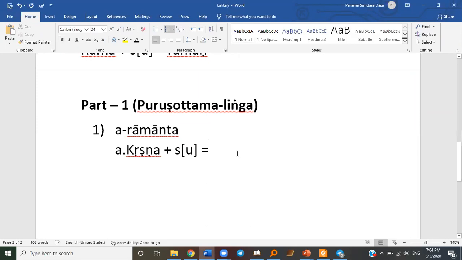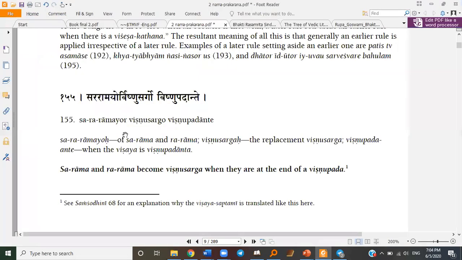And it's actually very interesting. I really like this chapter. Very funny and very practical, and it's like mathematics. You add some pratyayas, some formulas, this and that, and you make some forms. It's very interesting actually. Okay, so Krishna Su, Sa Ra Rama Vishnu Sarga Vishnu Vedante. Sa Rama and Ra Rama become Vishnu Sarga when they are at the end of a Vishnu Pada.